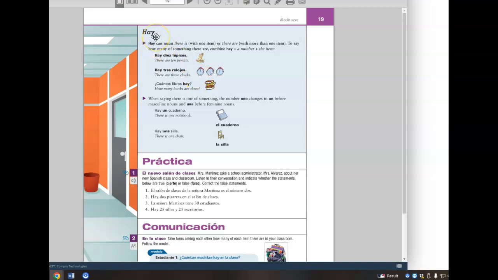When using hay in front of just one item, rather than using the number 1, which is uno, we change uno in Spanish to either un or una based upon the item being masculine or feminine. Un for masculine and una for feminine nouns. For example, hay un cuaderno, there's a book or one book. Hay una silla, there is a chair or one chair.